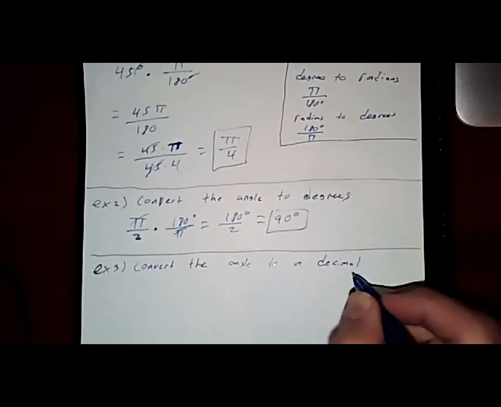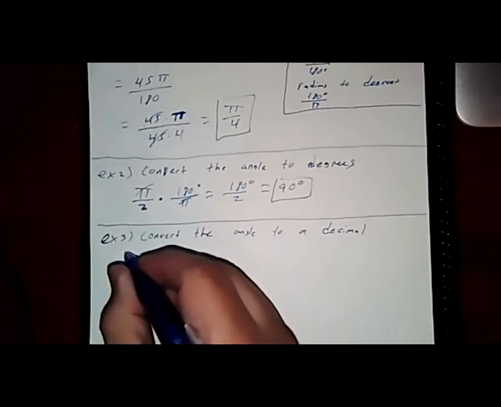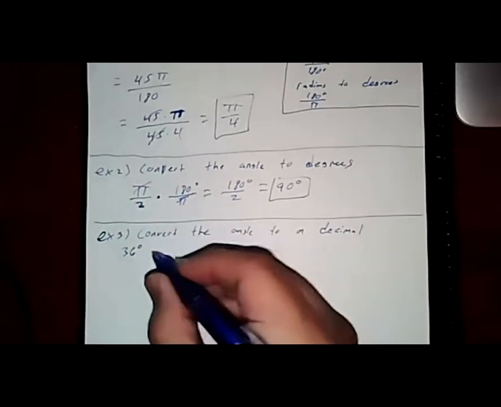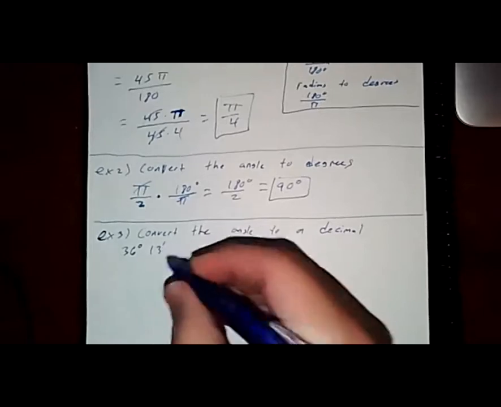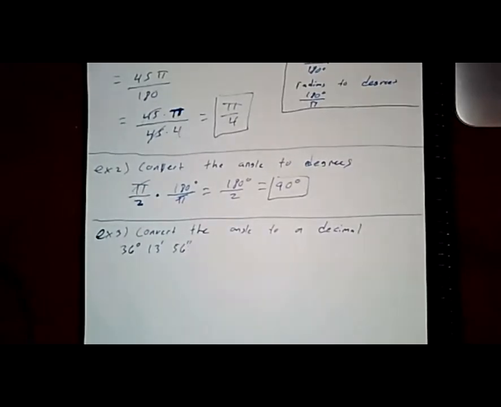So this one's kind of weird. And to be honest, I rarely use this, so I'll forgive you if you forget this example after the class ends. Because I think it's mainly used in nautical type stuff, like sailing. So anyway, if you're not in the Navy, it's probably not a big deal. So 36 degrees, 13 minutes, 56 seconds.